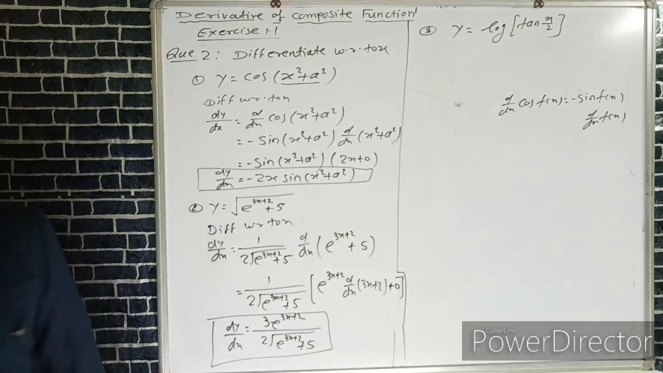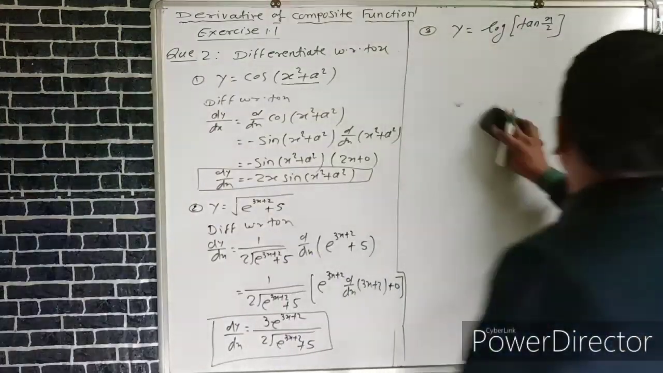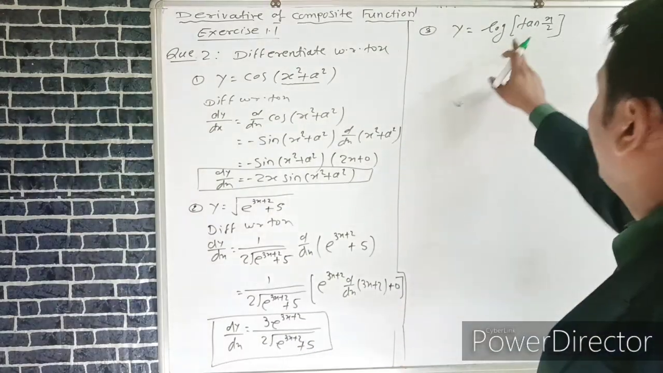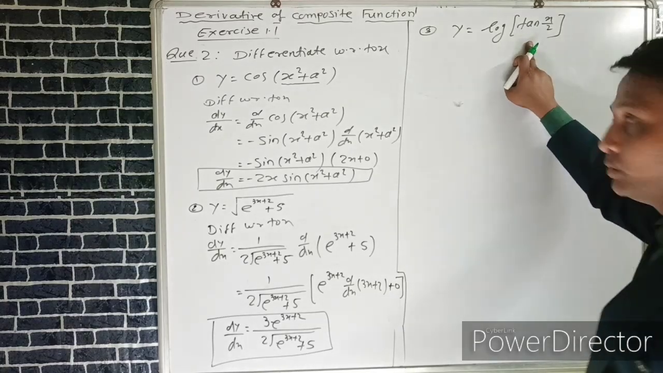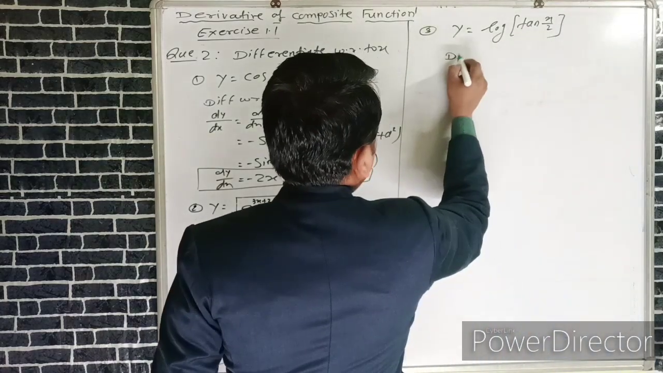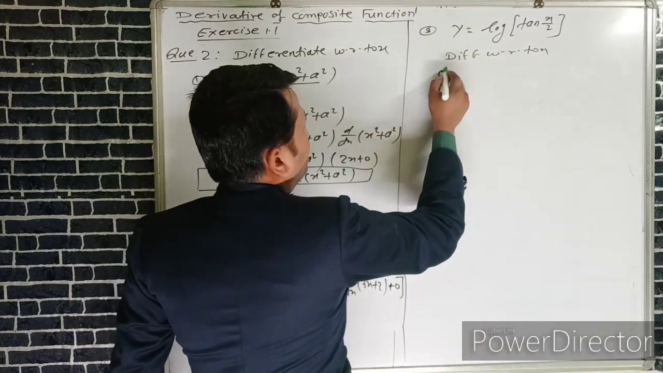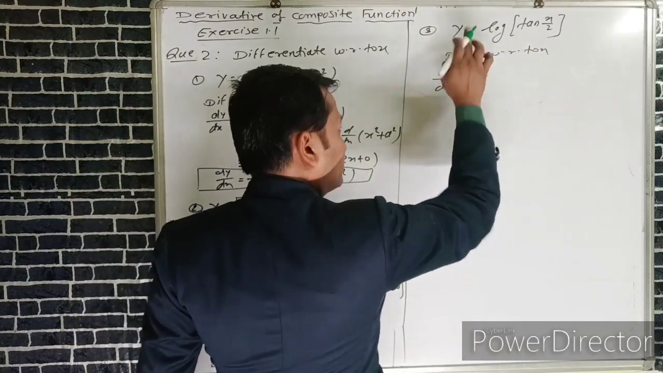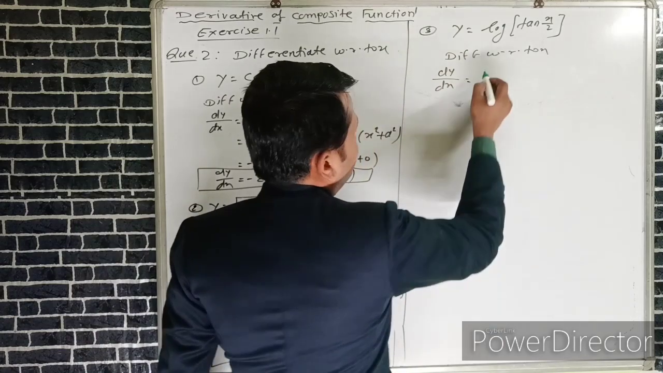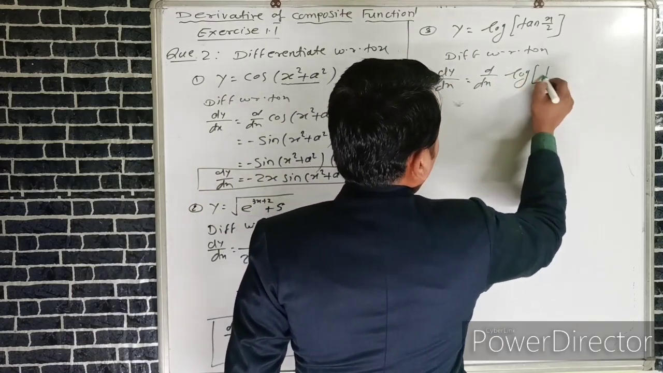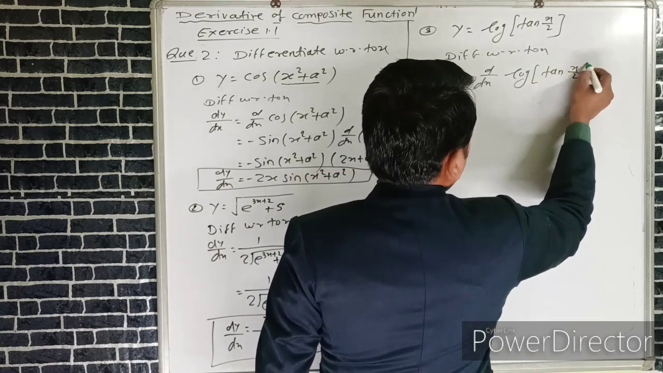After that, next example, y is equals to log of tan of x by 2. After differentiating with respect to x, we can write derivative of y is dy by dx into again derivative of log of tan of x by 2.